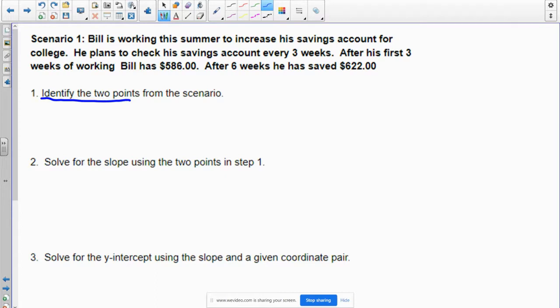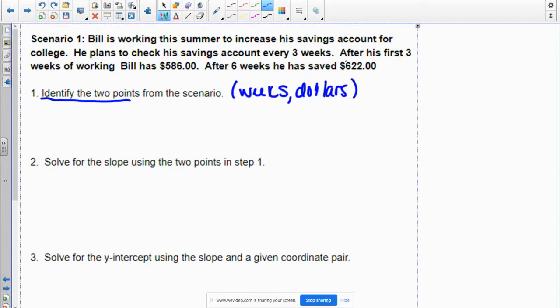So you don't have a graph, they're not given to you, they're not in a table, you just have to read through it and kind of think through it. So I know the 2 things that are changing here are weeks and money. So that's the way I'm going to set it up. So weeks is your independent or time, and then your dollars is your dependent. So how much he saved in dollars.